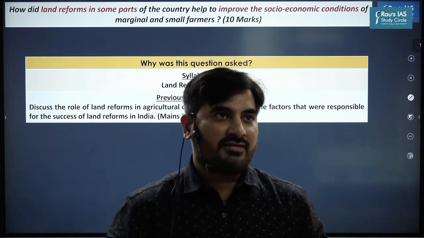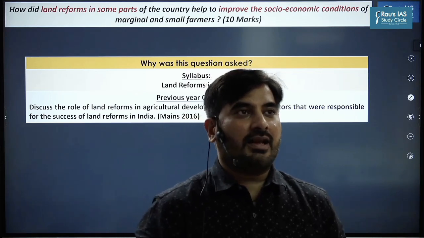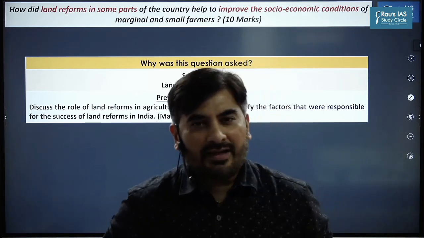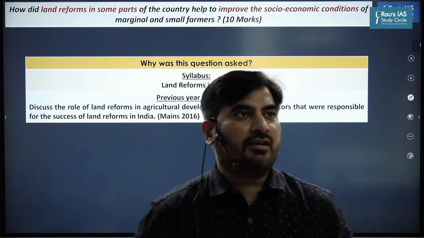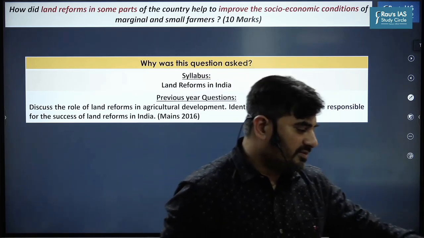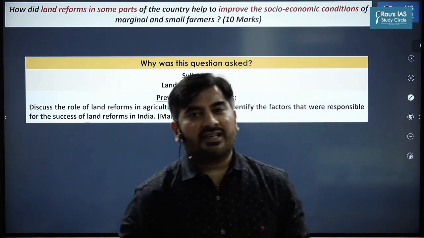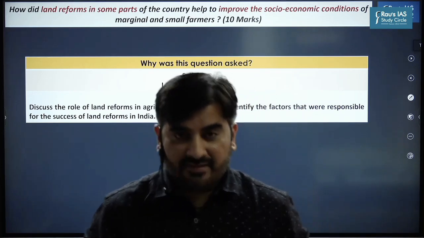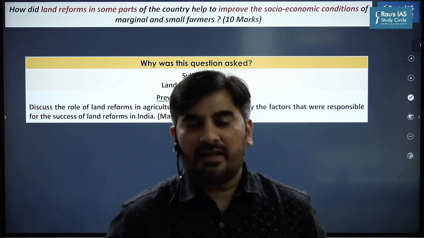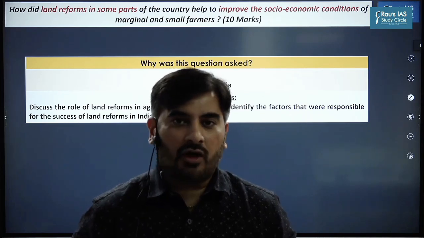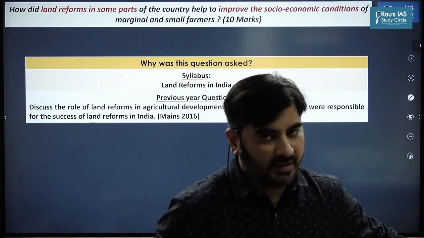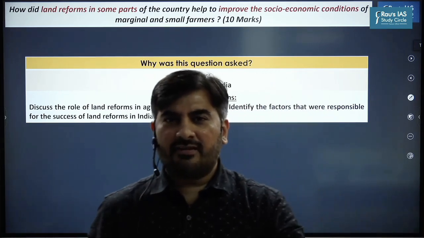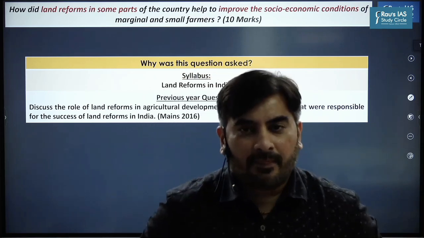This question was asked because it is directly related to the syllabus of land reforms in India. And as you can see, in Mains 2016 we had a question related to land reforms, and questions have repeatedly been asked with respect to land reforms. So let's discuss the points which you could have incorporated in the answer to this particular question. But before this, let me give you the background.